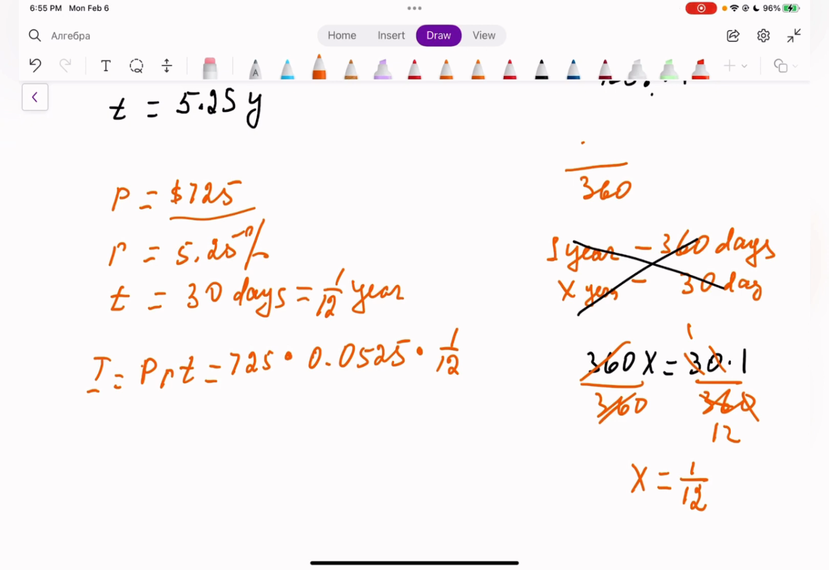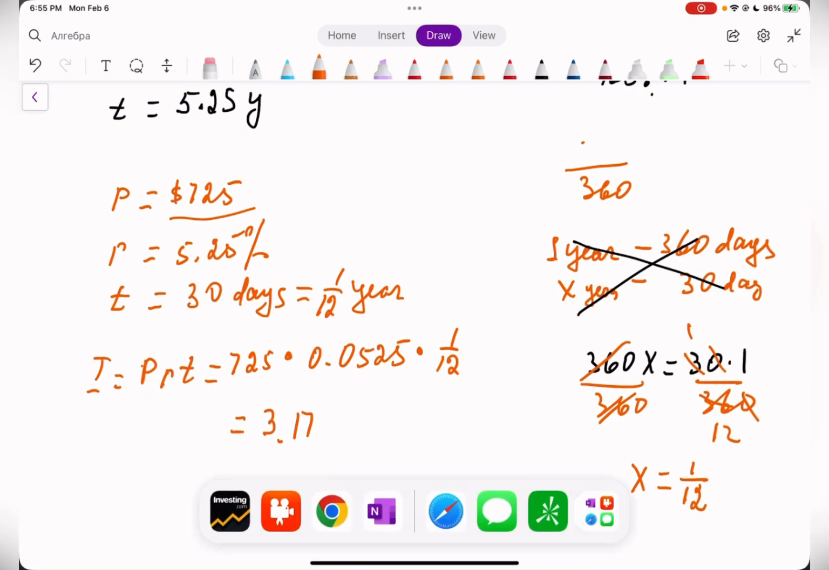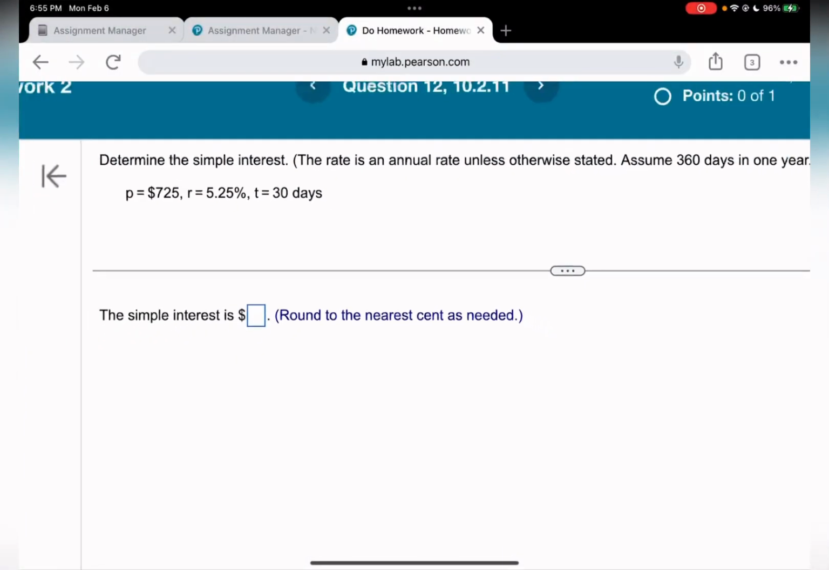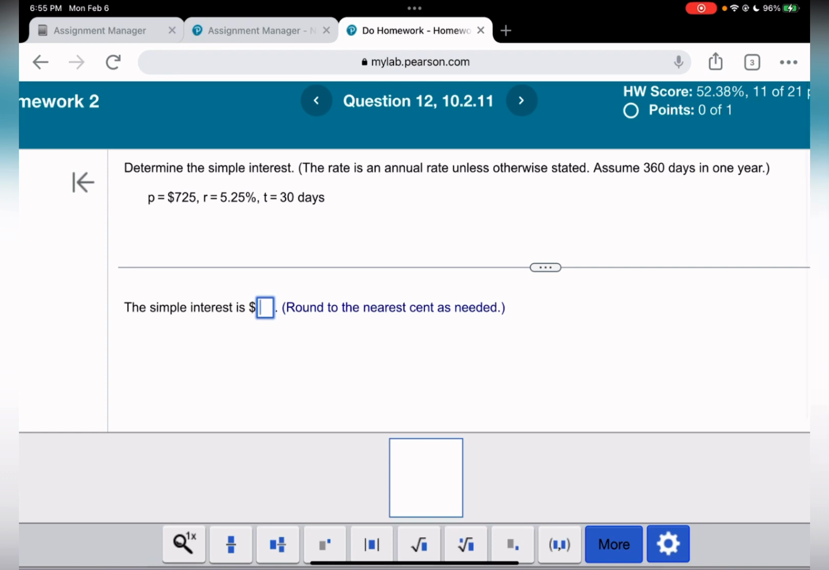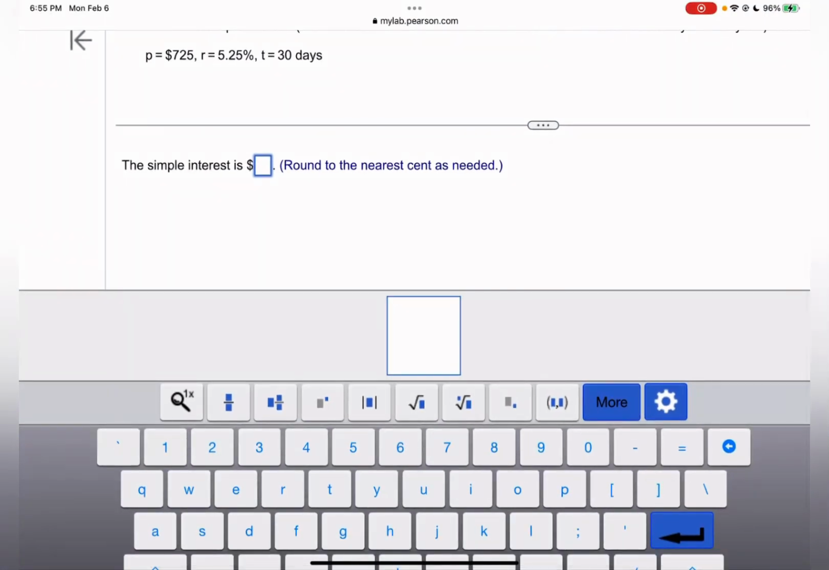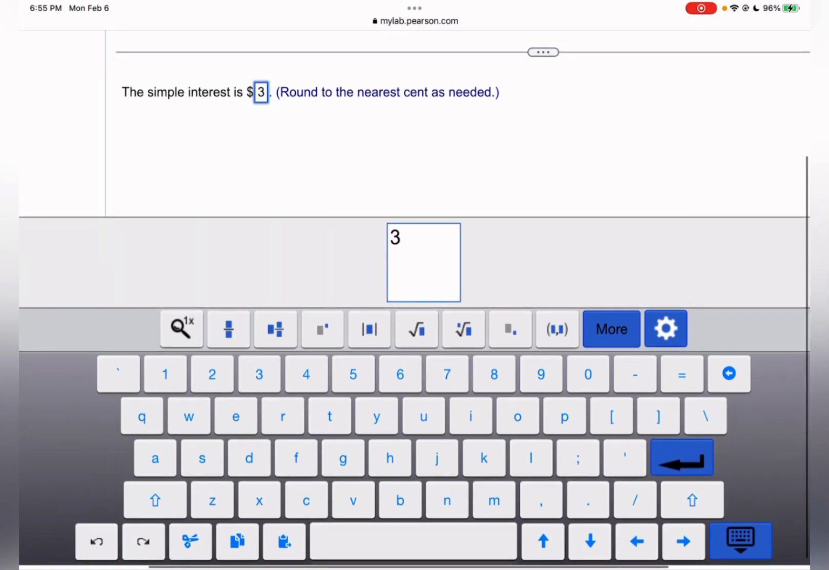Let me see. 725 times 0.0525 and dividing by 12. And I'm getting 3.17. Let's write it down. So my interest is going to be $3.17 for every month.